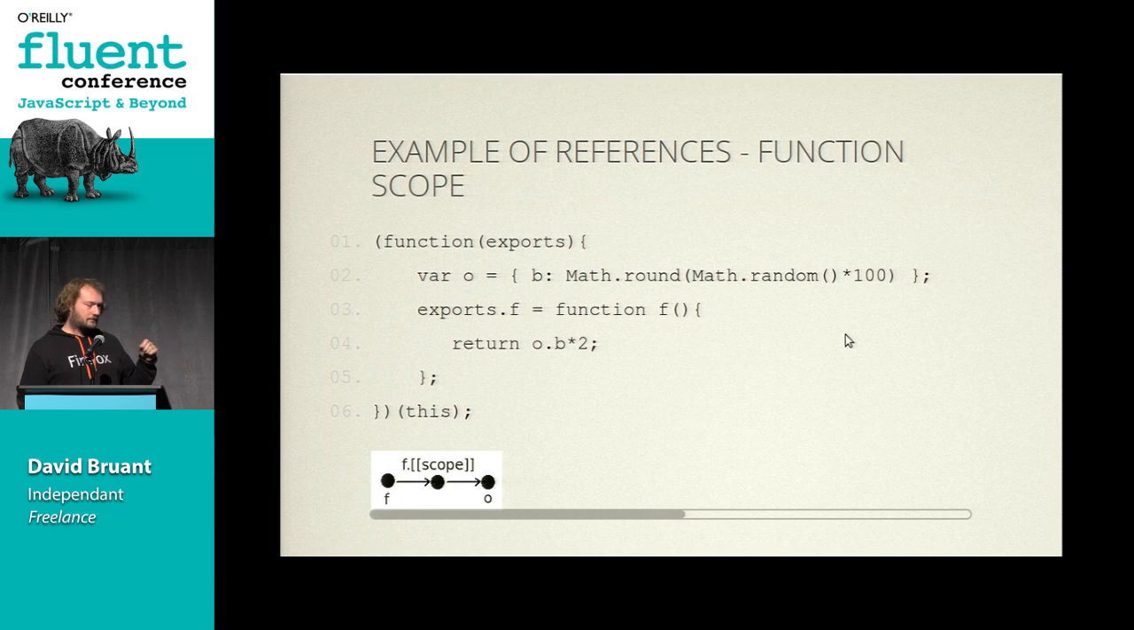Another form of reference is, so here you have the f function, and this function has a scope, and this scope has an implicit link to the scope of the IIFE, which contains the o objects. And so you have different objects that link to one another. And as you can see here, the objects that the runtime manipulates are not necessarily created by you directly. So the scope object is sort of implicit.